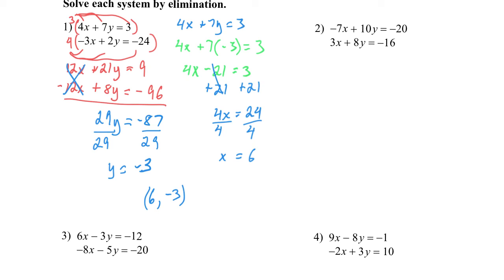All right, so your first goal is just to multiply so that you can get your coefficients to cancel out. And you're going to have to multiply both equations here. And then solve for your variables very much the same.